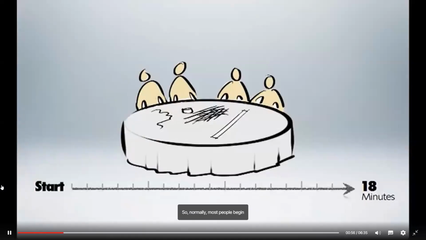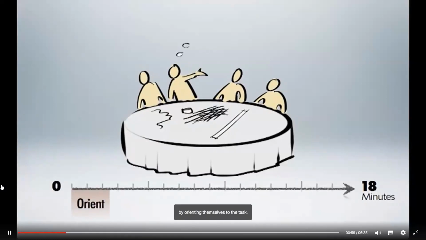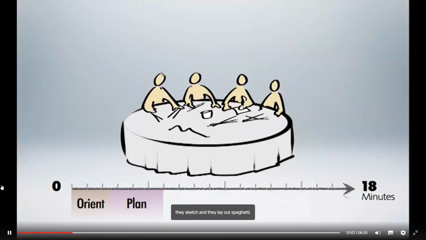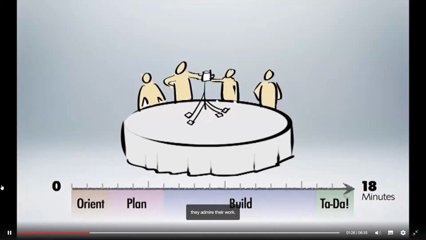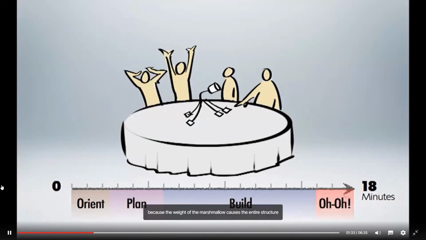So normally, most people begin by orienting themselves to the task. They talk about it, they figure out what it's going to look like, they jockey for power, then they spend some time planning, organizing, they sketch, they lay out spaghetti. They spend the majority of their time assembling the sticks into ever-growing structures, and then finally, just as they're running out of time, someone takes out the marshmallow, and then they gingerly put it on top, and they stand back, and ta-da! They admire their work. But what really happens most of the time is that the ta-da turns into an uh-oh, because the weight of the marshmallow causes the entire structure to buckle and to collapse.